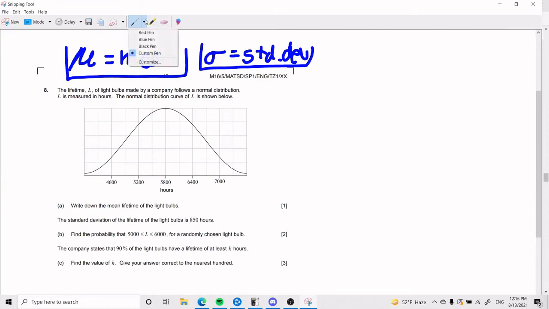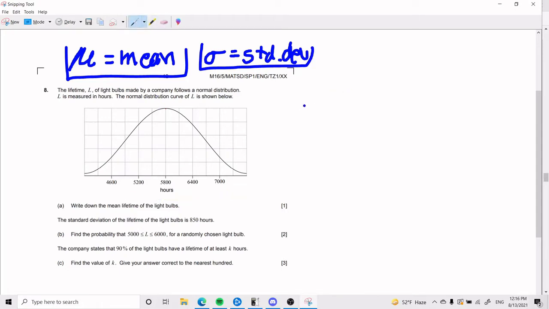Hello everybody, today we will be going over a normal distribution problem at the IB Masteries level. So we have the lifetime L of light bulbs made by a company, which follows a normal distribution. L is measured in hours, as we can see over here at the bottom, and the normal distribution curve of L is shown below.